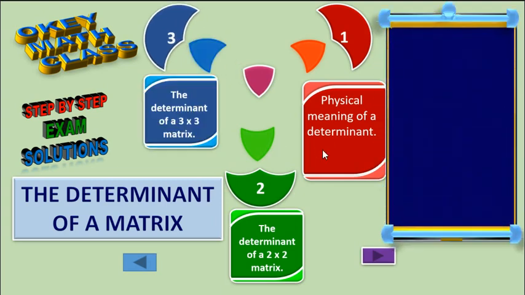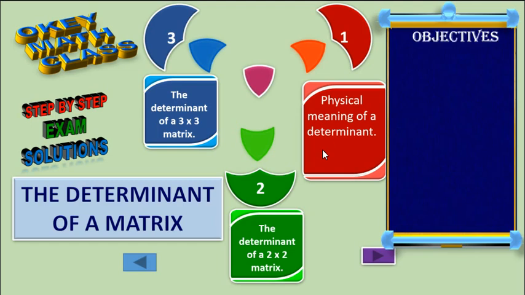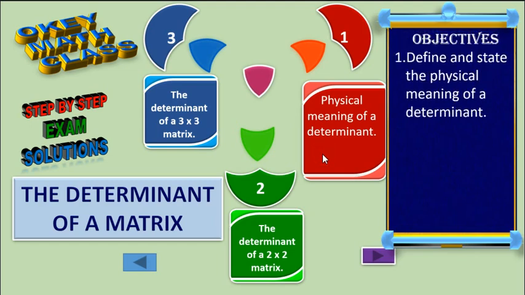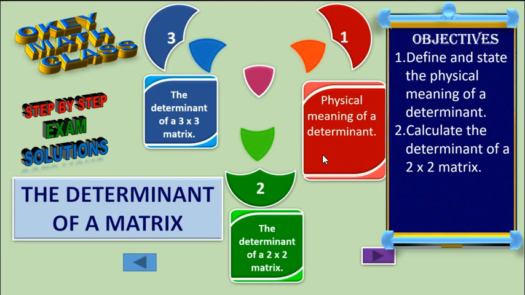The objectives of our presentation are: number 1, define and state the physical meaning of a determinant. Number 2, calculate the determinant of a 2 by 2 matrix. Number 3, calculate the determinant of a 3 by 3 matrix. Let's go to the next slide for the discussion and the presentation proper.